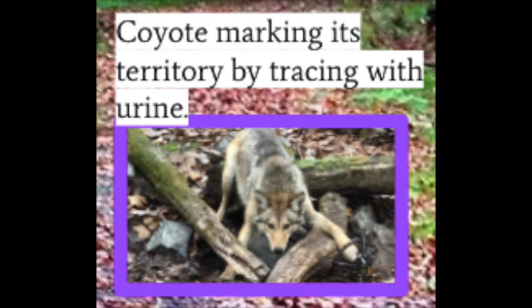Territorial markings in mammals. A coyote is an example of this. Coyotes mark their territory by tracing it with urine. They mark their territory in order to let other coyotes know that their land is theirs, and that it sets an outline for the coyote pack's home. Coyotes will also mark the most important areas of their homes with scat.